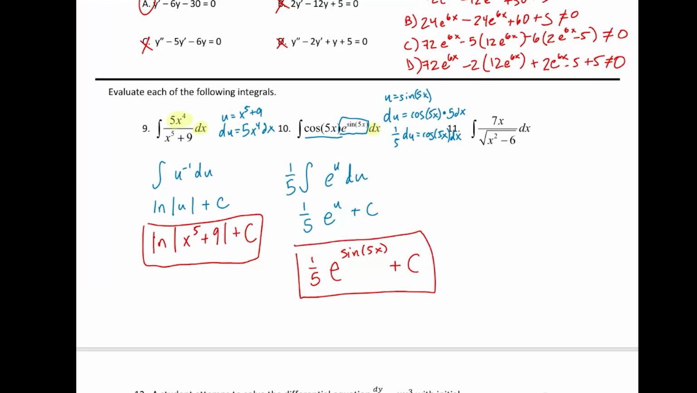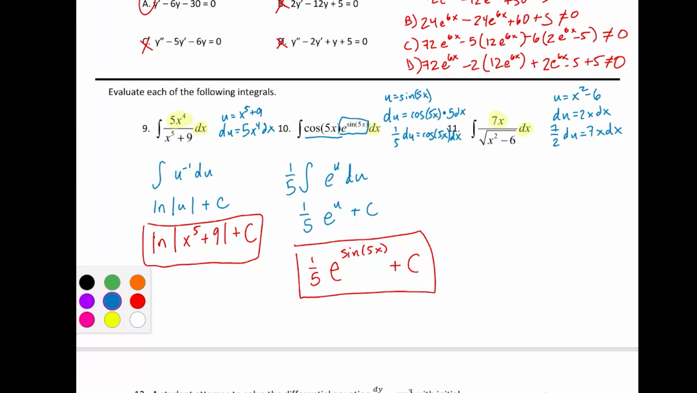For number 11, I'm going to let u be x squared minus 6. And if u is x squared minus 6, du would be 2x dx. But I do not have a 2x dx in the expression. I've got a 7x dx. So I've got to change that 2 to a 7. And I can do that by dividing both sides of this du equation by 2 and then multiplying both sides by 7. So if I divide both sides by 2, that gives me this. But then I can multiply both sides by 7, and now I've got something that I can replace 7x dx with.